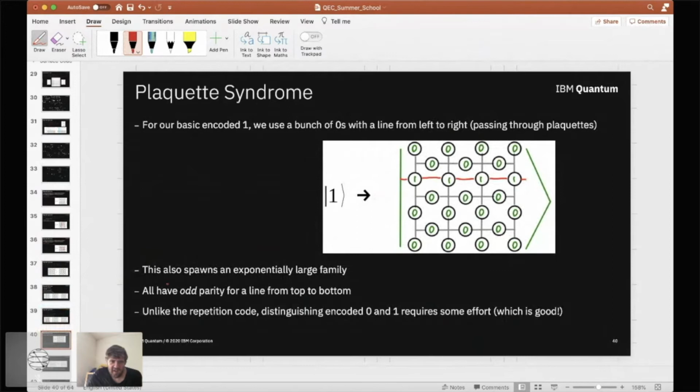Now, the nice thing about this is that it's not so easy to distinguish between zero and one. In the repetition code, if someone came along and measured one of your qubits, they would instantly know whether you're encoding a zero or a one, and that would ruin your superposition straight away. But here, measuring just one of your qubits is not enough to know whether you're storing a zero or a one. If you measure this one and find it's zero, and you conclude that you're encoding a zero, you'd be wrong because you're encoding a one.